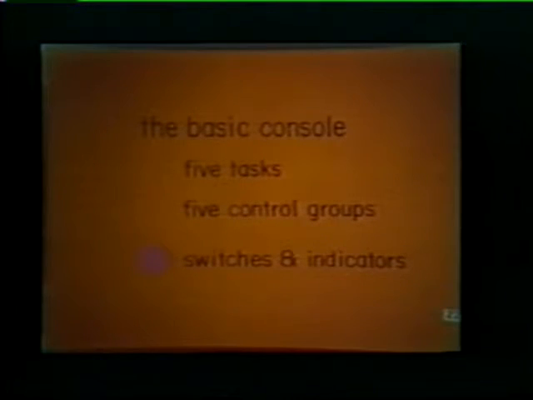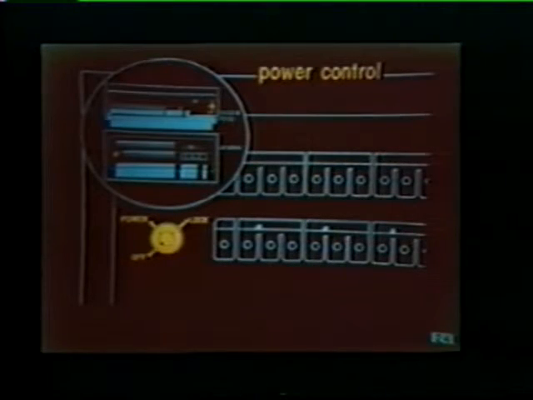Now that we've defined the jobs done by the console, let's take a closer look at the switches and indicators used to perform these jobs. We'll begin again with power control. Power is controlled by a single key-operated switch. The switch has three positions: off, power, and lock. It controls the power to the entire system, including peripheral devices.